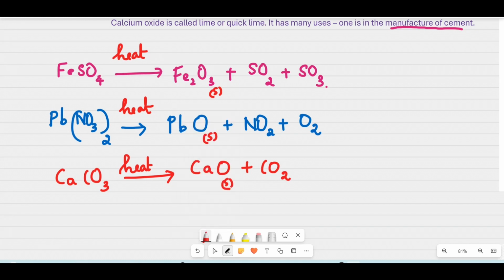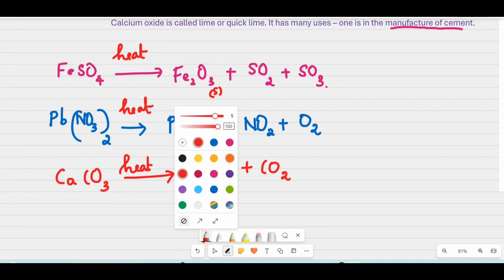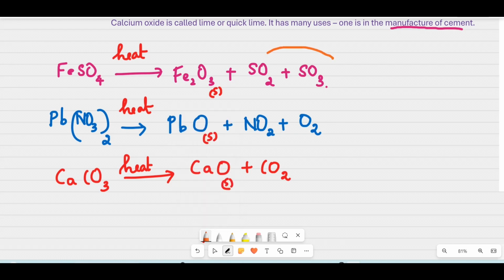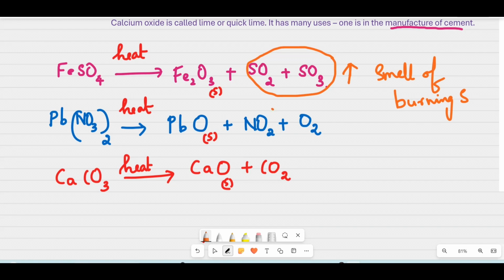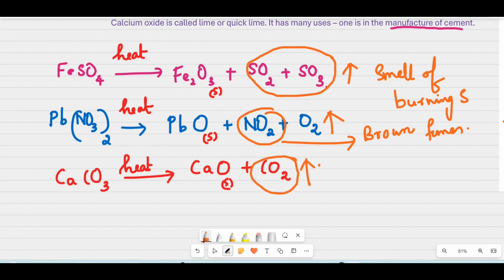In the first one, I'm using another color for representing a gas. Sulfur dioxide and sulfur trioxide are both gases, so you get the smell of burning sulfur. Now, NO2 is brown fumes. This is also a gas which is liberated. Oxygen is also a gas, you already know that. NO2 is released out as brown fumes, and then you get carbon dioxide gas in the last reaction, calcium oxide and carbon dioxide. This is also a gas, you already know. It is used in fire extinguishers to put off fire.